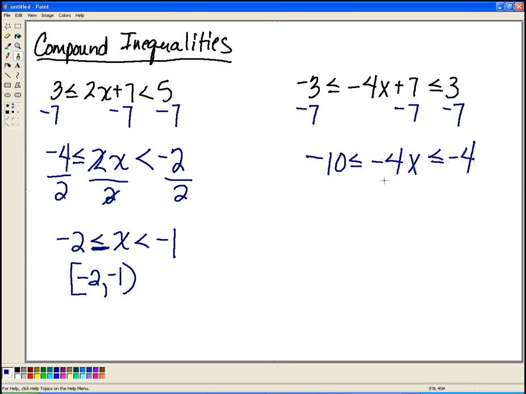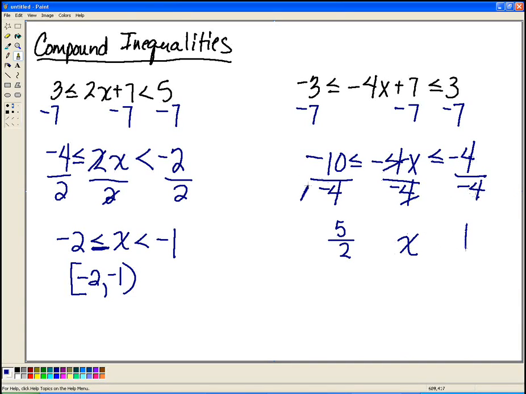And now to isolate my x in the middle, I'm going to divide every term by minus 4. Whatever I do in the middle, I have to do to both the left-hand side and the right-hand side. Here, minus 10 divided by minus 4 is going to be a positive 5 halves. My minus 4's cancel out, I'm left with an x. And here, minus 4 divided by minus 4 leaves me 1.